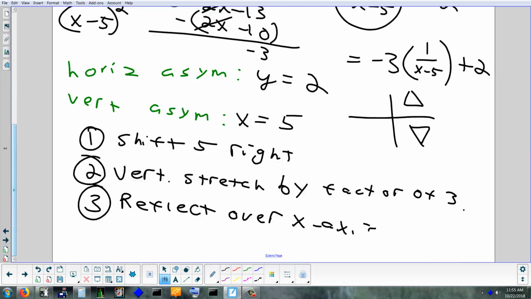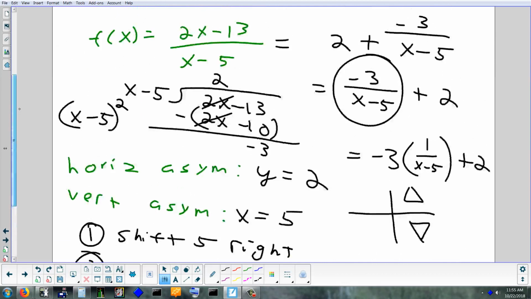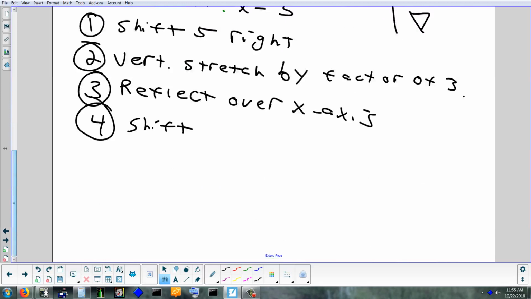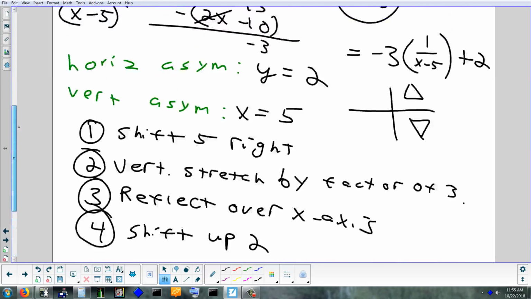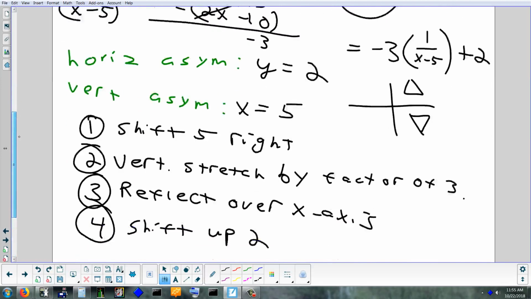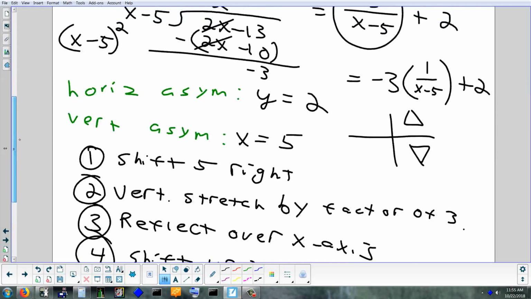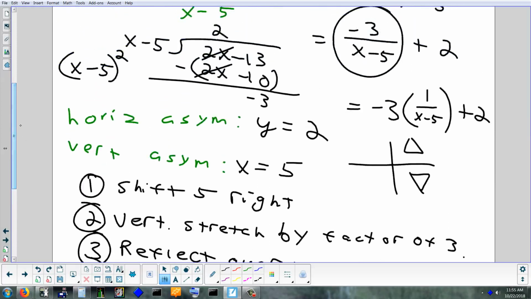So reflect over x-axis. And then the very last thing is always, if you have any adding or subtracting outside the function, that's your vertical shift. And this time, +2 does mean up 2. So it's a shift up 2. So we've got our asymptotes and we've got our transformations. Now we covered pretty much everything. We shifted left and right, we shifted up and down. The only thing we didn't talk about is if you had a number right there. That would control horizontal stretching.